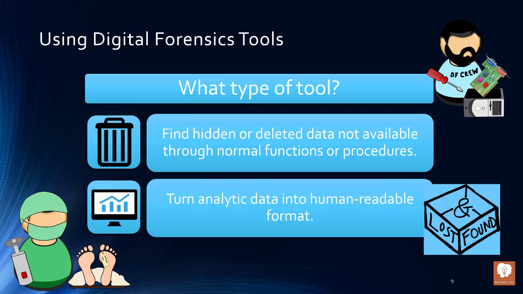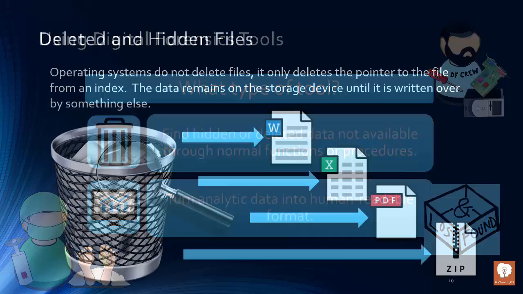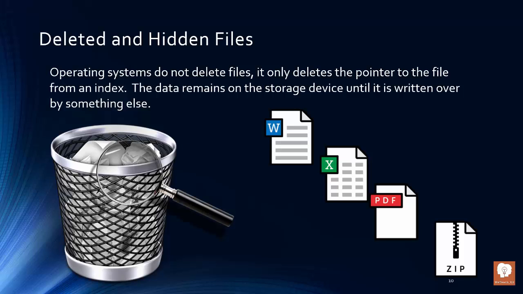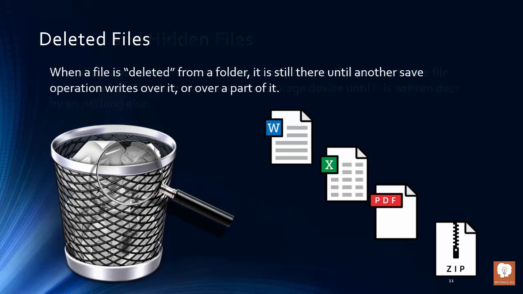This expert can also help with the recovery of lost data that still remains on a device, but whose location or address has been lost somehow, as in a corrupted index or file allocation table. For example, when a file is deleted or hidden, the pointer or reference to it in the folder is deleted or hidden. But the file is really still there until another save operation uses some or all of the memory the deleted file used to begin with.